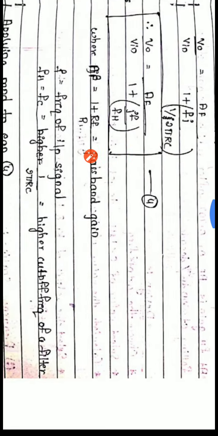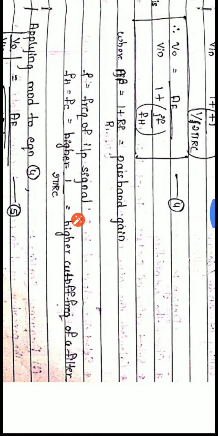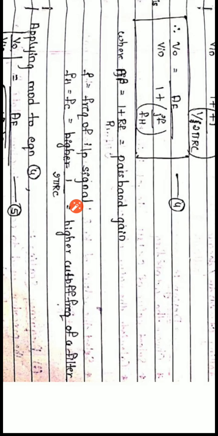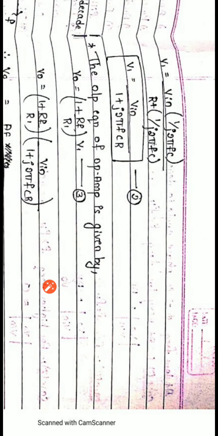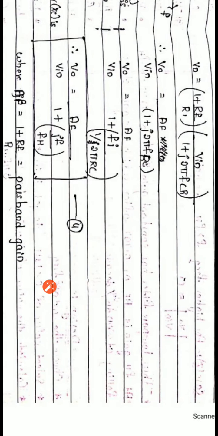Here AF is nothing but 1 plus RF by R1. We call it the passband gain, or simply the gain. F is the frequency of the signal. FH is the higher cutoff frequency of the filter. The same derivation is also done in the other notes. You just go through this and you will understand this derivation, which is very simple. Only the distribution of equations has been done.